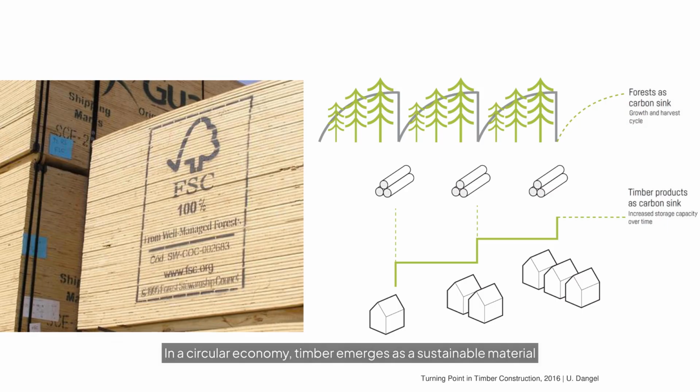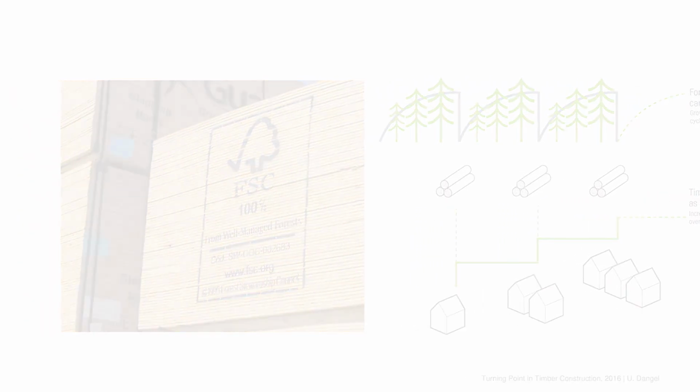In a circular economy, timber emerges as a sustainable material because it stores carbon during a building's use and is either biodegradable or is reused, leaving behind minimal waste. We're at a turning point now where advanced engineered wood like glulam and CLT panels can replace steel and concrete in many structures, drastically reducing construction waste and their carbon footprint.